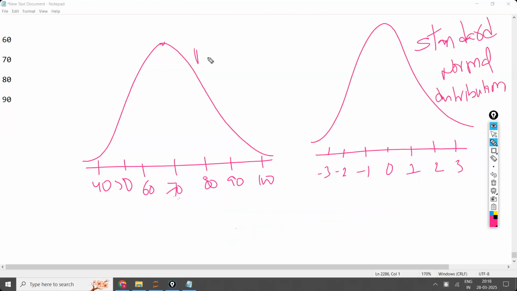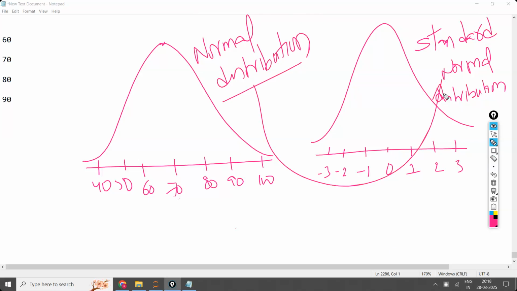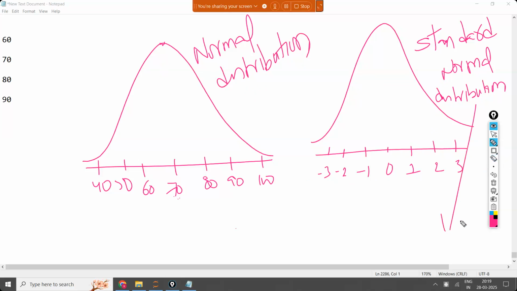When a normal distribution data is converted to Z-scores, it will be converted to a standard normal distribution. Sir, if I convert skewed data? Don't apply these logics on skewed data. Everything is only for normally distributed data. When you convert normally distributed data to the corresponding Z-scores, you are going to get it like this. A standard normal distribution will always have mu equal to 0 and sigma equal to 1, fixed.